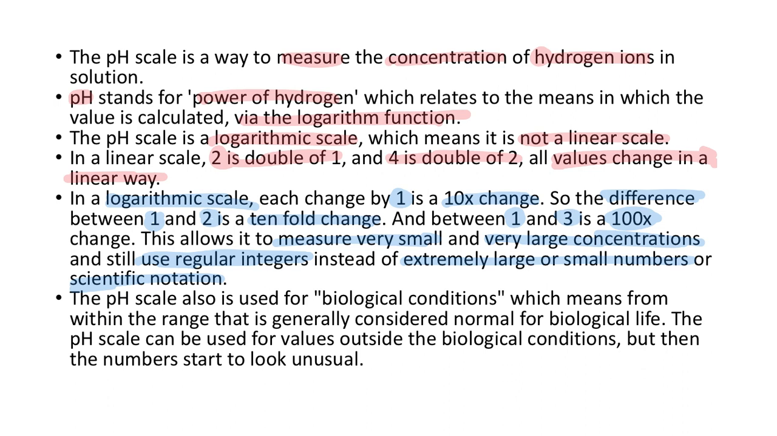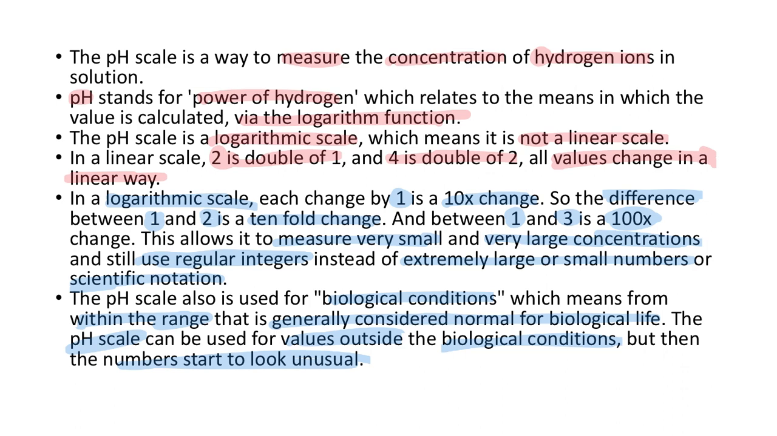All right. The pH scale is used for biological conditions, which means within the range that's generally considered normal for biological life. So it actually measures very, very low concentrations of hydrogen ions. The pH scale can be used for values outside of biological conditions, but then the numbers start to look unusual, and we'll talk about that when we get to some of the calculations.